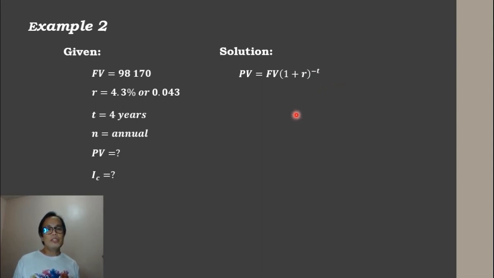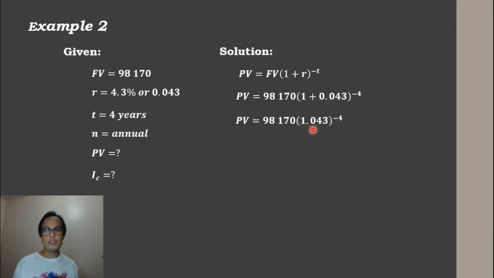So this time we substitute the value. The present value is unknown. The future value is 98,170. And our rate is 0.043 and our T is 4 years. So we substitute, this would be our equation. The present value is equal to 98,170 times the 1 plus the R is 0.043 and our T is 4, so that is negative T, so this becomes negative 4. This time we add 1 plus 0.043, so that gives us 1.043.